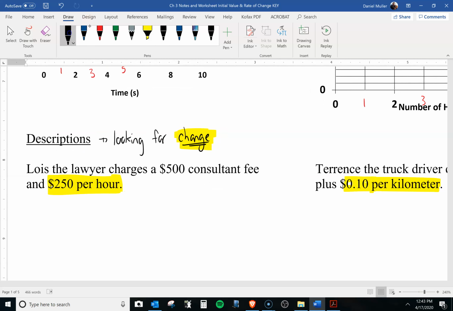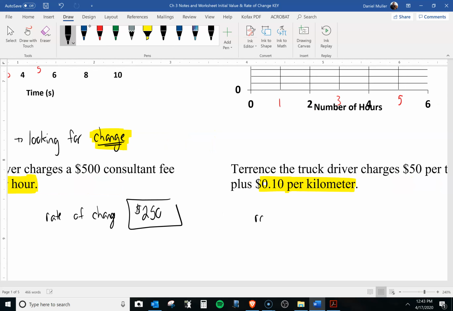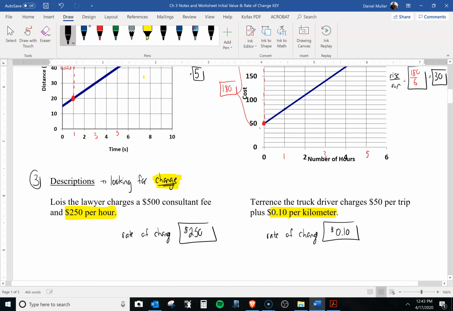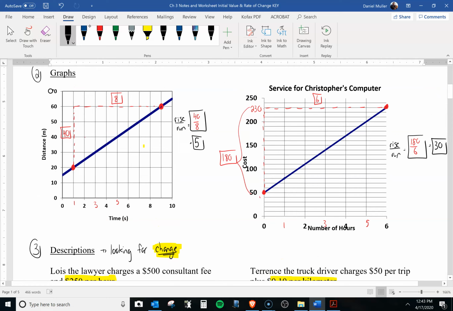So we've got an initial amount. We have an initial amount of 500, but the thing that's changing is 250. So your rate of change would be $250. And here, the rate of change, or our slope, is 10 cents. So that's in a description. That's the third type. If it gives you a description, the second type there was a graph where you would just have to calculate it.